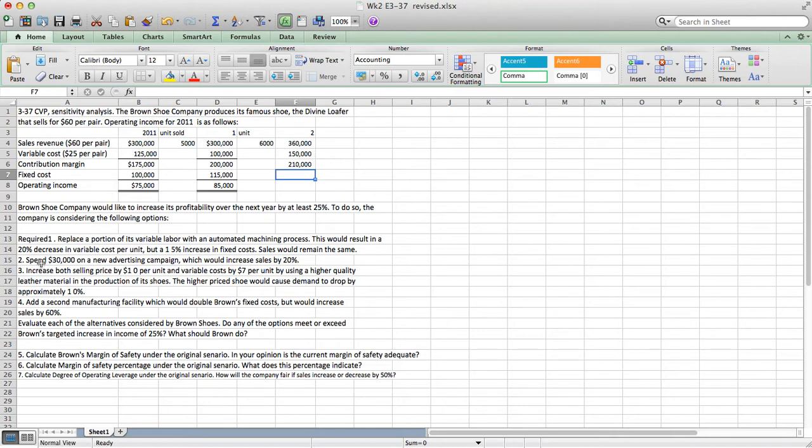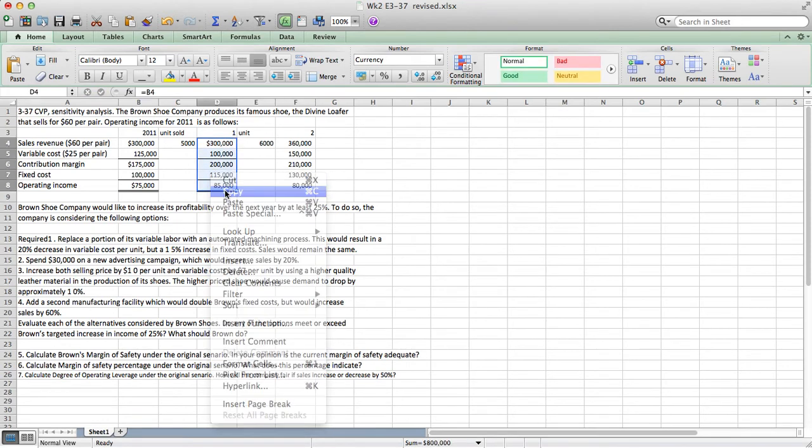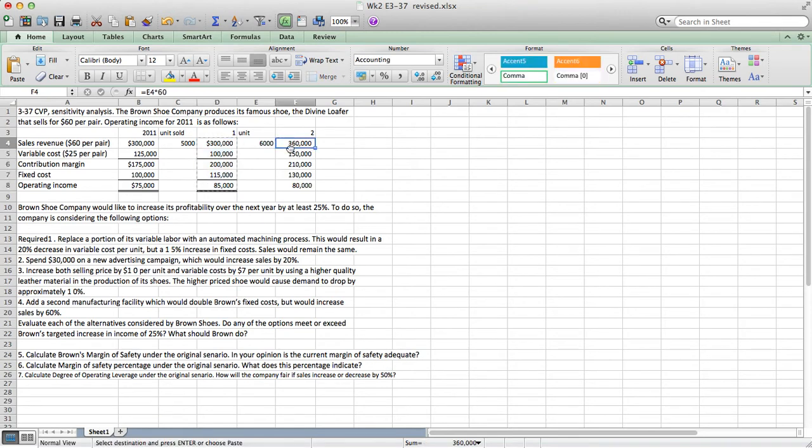Our fixed cost assumption, it says we're going to have $30,000 on a new ad campaign. So our fixed costs are going to increase from the baseline by that $30,000. There we go. And we'll calculate our new operating income. I'm just going to copy these formats. So all I'm doing is copying the formats.